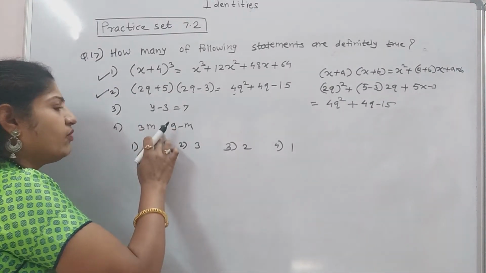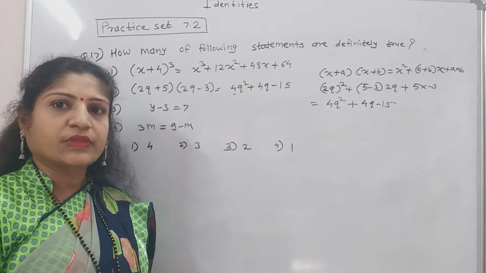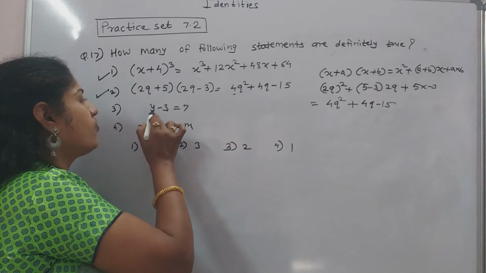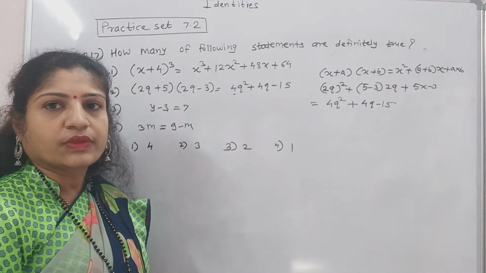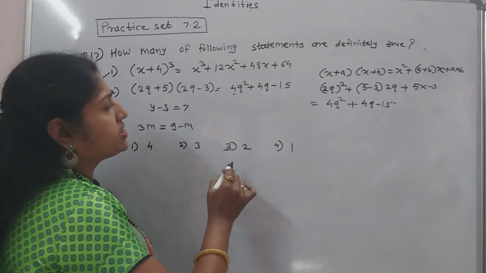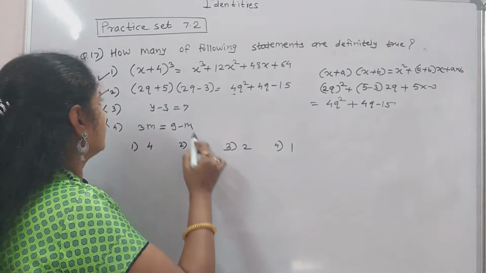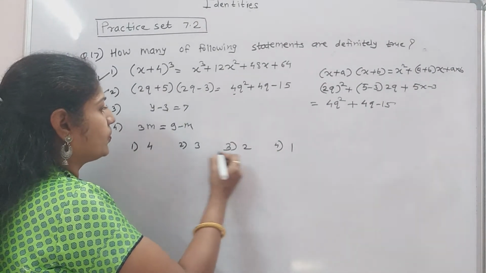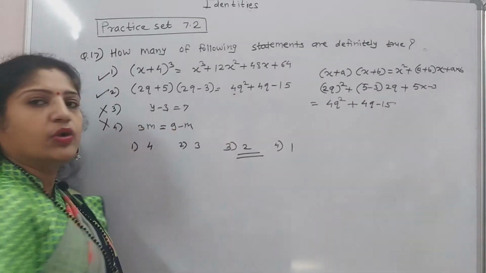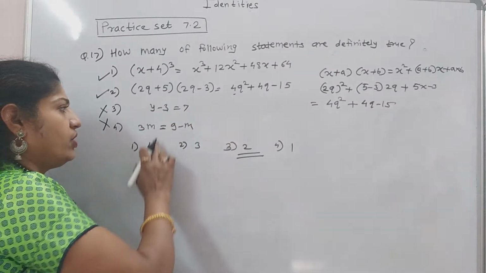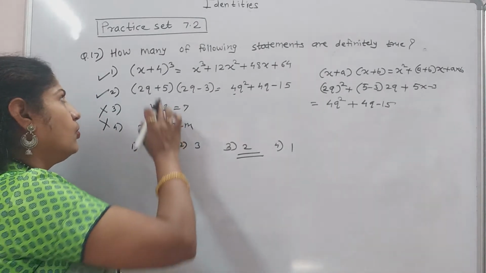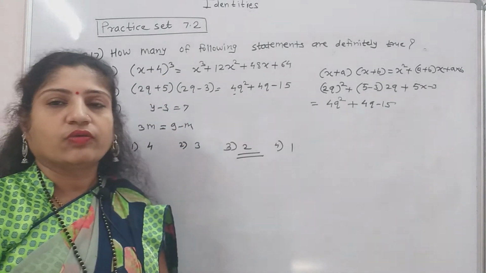Now the third and fourth are not identities. This is only true when we put the value of y equal to 10. These two are not identities, so only two statements are definitely true, 1 and 2. When I put y equal to 1, this is wrong. When I put m equal to 2, this is wrong. So only two are the correct ones.